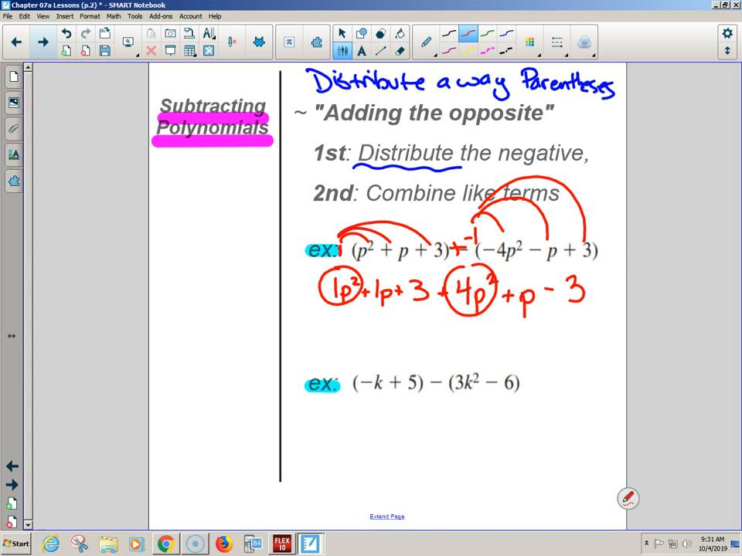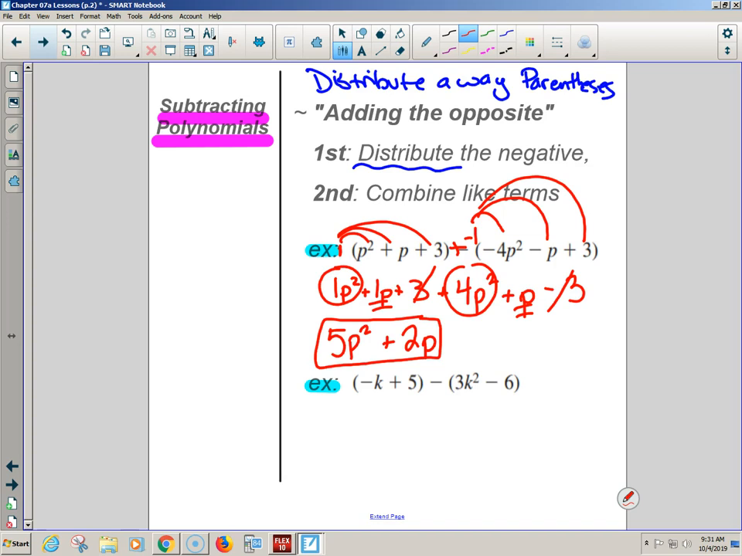I have a 1p squared and a 4p squared, which is going to make a 5p squared. I have a 1p and an understood 1p, right? And then I have a 3 minus, wait, what happens to 3 minus 3? 0. Oh. Okay. Sometimes when you add polynomials, you might end up with 2 trinomials made a binomial. That's all right. That's how the math works.